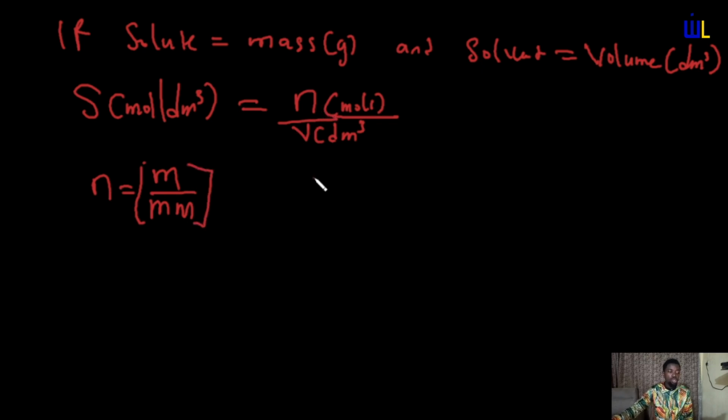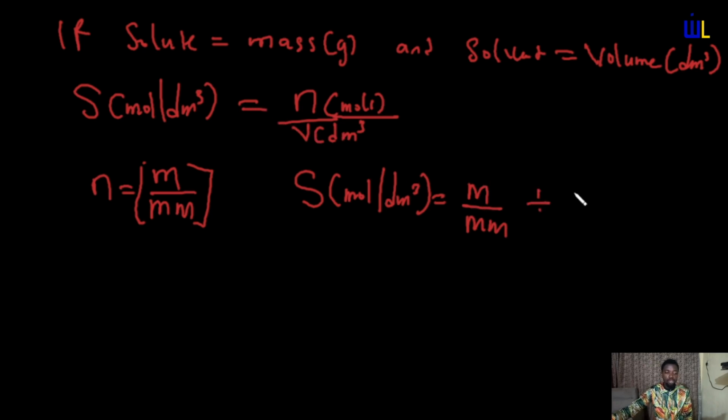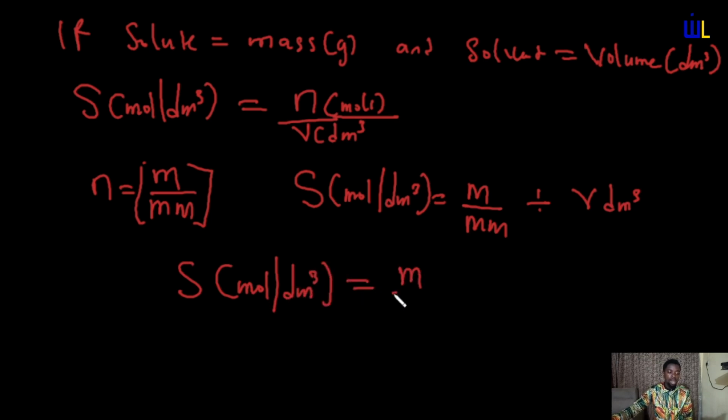So our solubility in mole per dm³ will now take a different shape, and that's going to be equal to, instead of writing number of moles on top, mass over molar mass. Why? Because in the question I was given mass. Then I'm going to be dividing by volume in dm³. So with that said, the solubility in mole per dm³ will now be simply equal to mass over molar mass. Now changing the division to times would mean that I will need to invert this particular volume in dm³, which makes it 1 divided by volume in dm³.